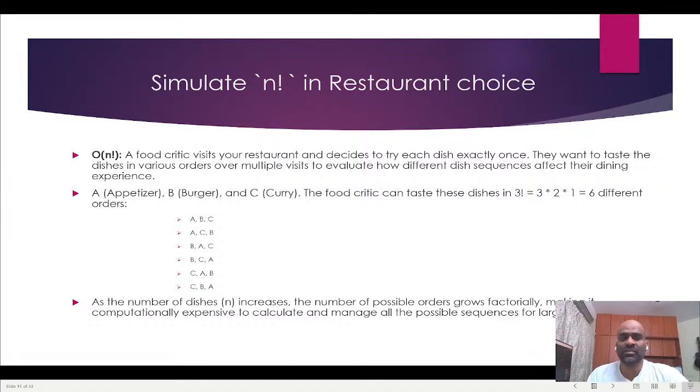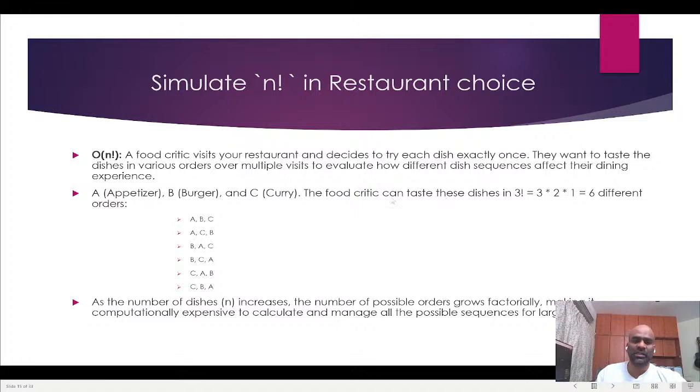Next is n factorial. This is a little bit complicated, so I'll just explain it. Say a food critic visits your restaurant and decides to try each dish exactly once. They want to taste the dishes in various orders over multiple visits to evaluate how the dish sequence affects their dining experience. With food, if you eat something sweet and then something even sweeter, you might not feel the sweetness. So there is always an order you can keep, and the critic will try multiple orders and then give you the review of that dish or the restaurant.